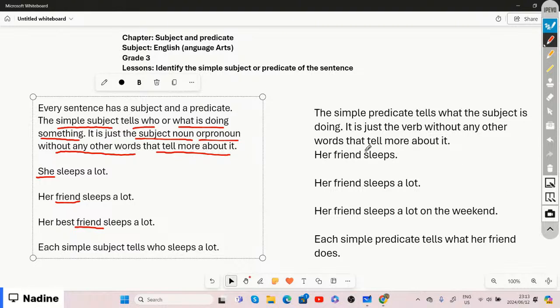And then we also have our simple predicate. The simple predicate tells us what the subject is doing. It's like an action. It is basically just the verb without any other words that tell us more about it. Because this is a simple predicate, it's just the verb without any other words that tell us more about it.